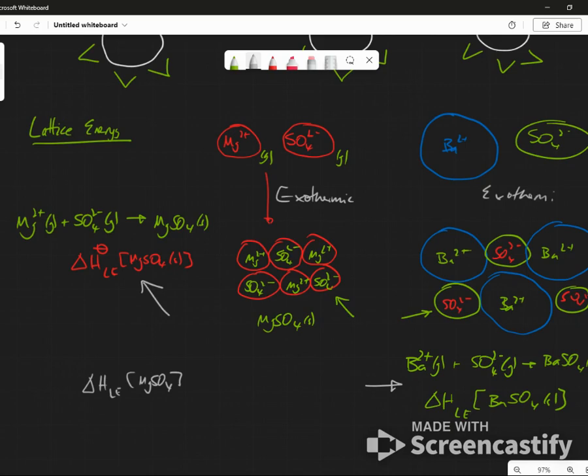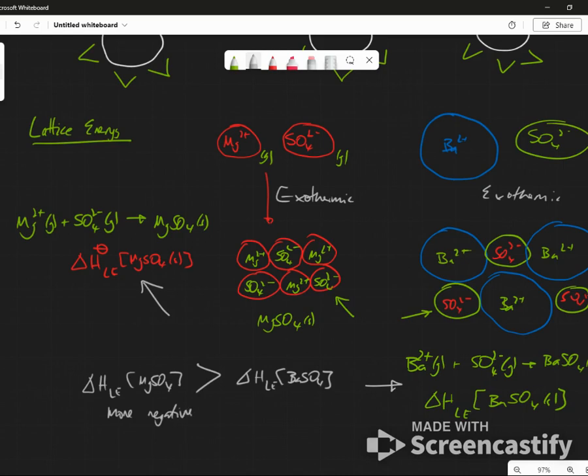But which one is more exothermic? Does anyone know? Lattice energy of barium sulfate. Which one's more exothermic? The magnesium? Yes, it's the magnesium. Well done, Laura. Now, in other words, this one, the magnesium sulfate, is greater. And what we mean by greater is more exothermic or more negative.